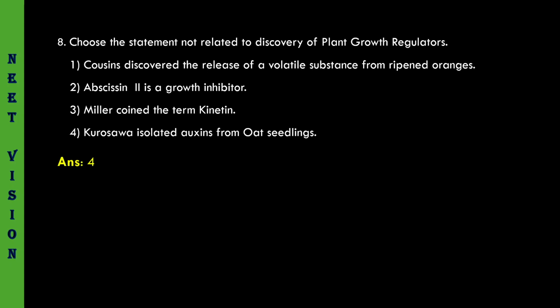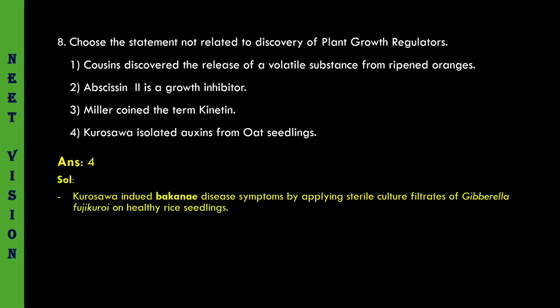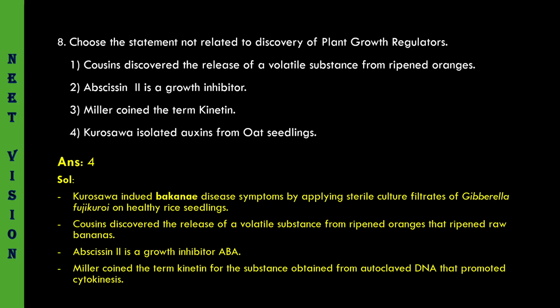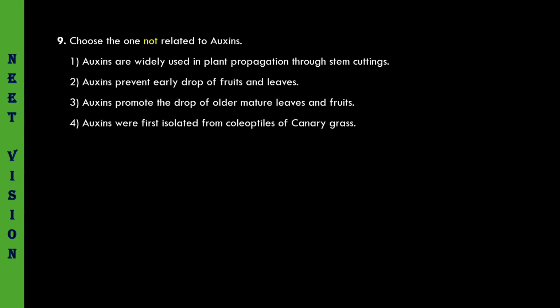Let us see. The fourth one is given. Kurosawa induced bakanae disease symptoms by applying sterile culture filtrates of Gibberella fujikuroi on healthy rice seedlings. Cousins discovered the release of a volatile substance from ripened oranges that ripened unripe bananas. Abscisic acid is a growth inhibitor, ABA. Miller coined the term kinetin for the substance obtained from autoclaved DNA that promoted cytokinesis. Coming to the next question.